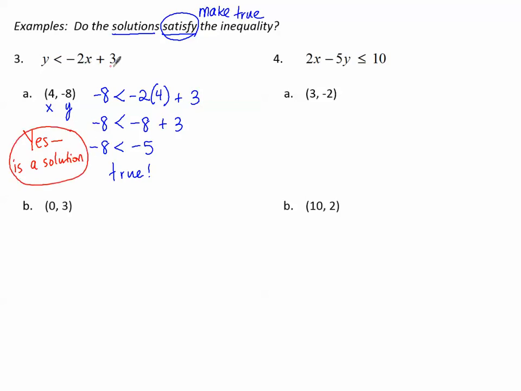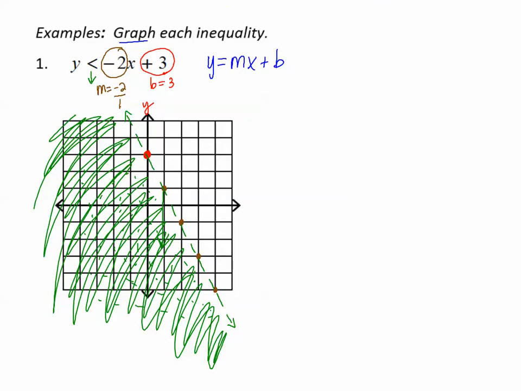Now notice that this is the inequality that we graphed in number 1. Let's take a look at the point 4, negative 8 and see where it is in that graph. So from the origin, 1, 2, 3, 4, 1, 2, 3, 4, 5, 6, 7, 8, it's going to be down here in this shaded region. And remember we said that all the points in the shaded region are solutions. They satisfy the inequality. Well, that's a graphical way to tell.